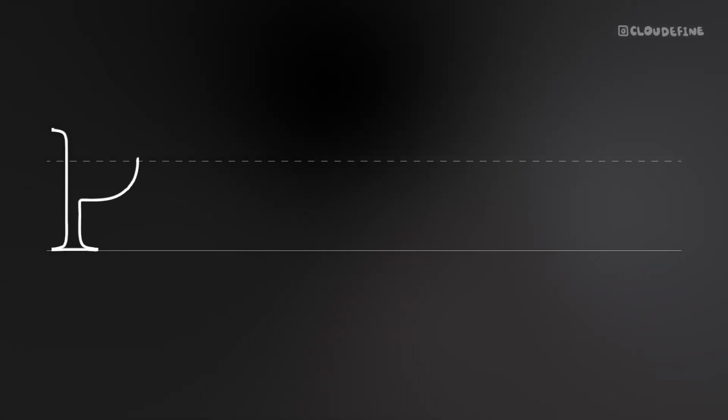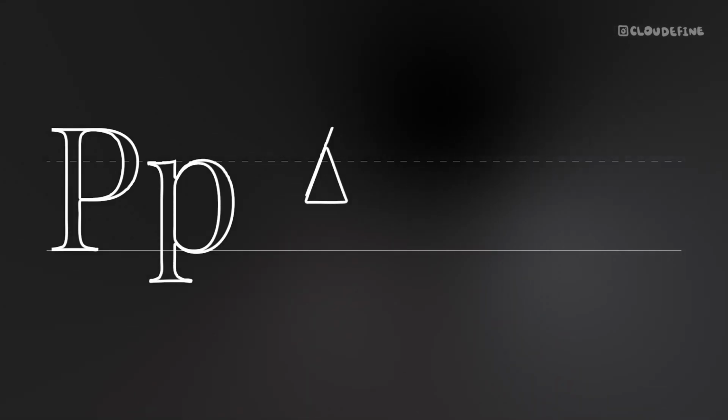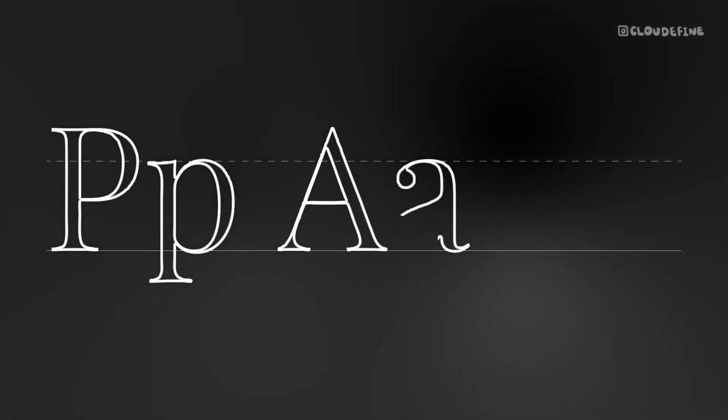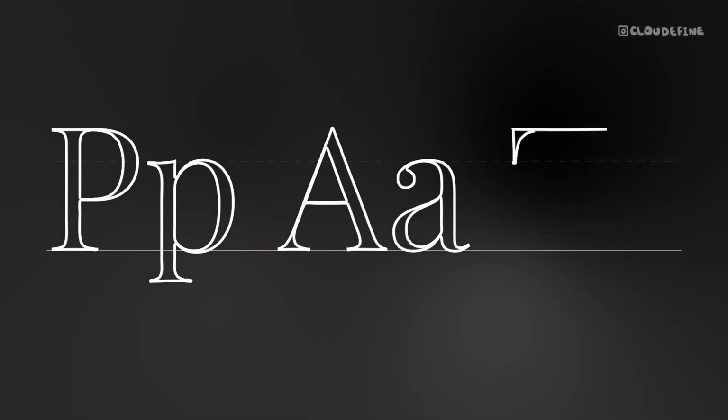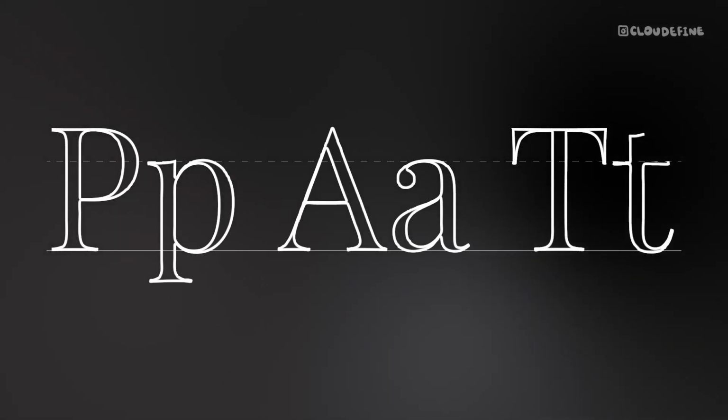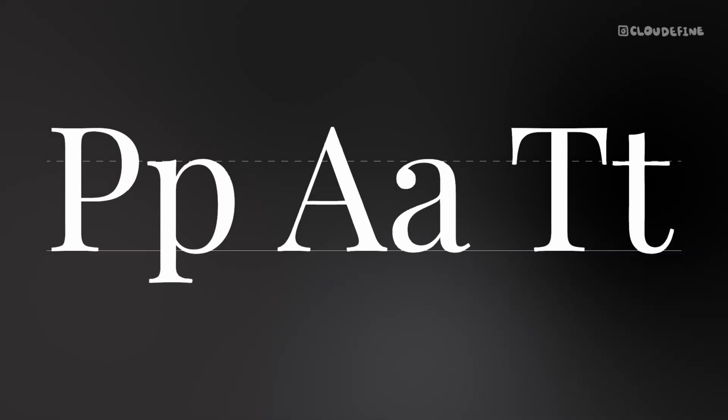Now, what exactly makes Playfair Display stand out? Let's dive into its characteristics. The most obvious feature of Playfair Display is its high contrast between thick and thin strokes. The vertical strokes are strong and bold, while the horizontal and diagonal strokes are much thinner. This contrast gives the font an air of drama and sophistication, making it ideal for attention-grabbing headlines or titles.